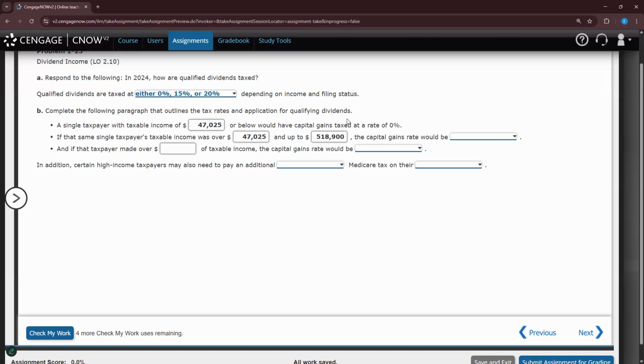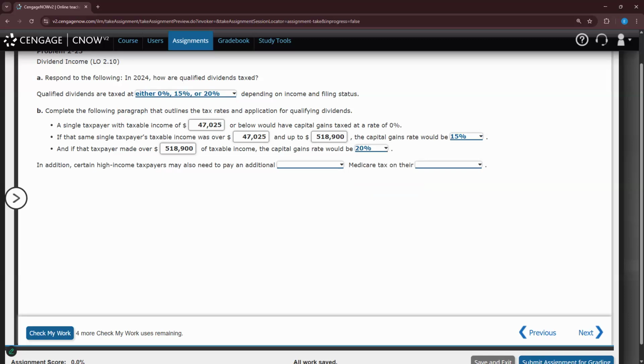So most people fall within that rate. So Uncle Sam is getting something. In this case, they get 15%. Here it says, if that taxpayer made over, obviously we know the ceiling for the 15% is $518,900, capital gains is going to be taxed at 20%. So just something to keep in mind.